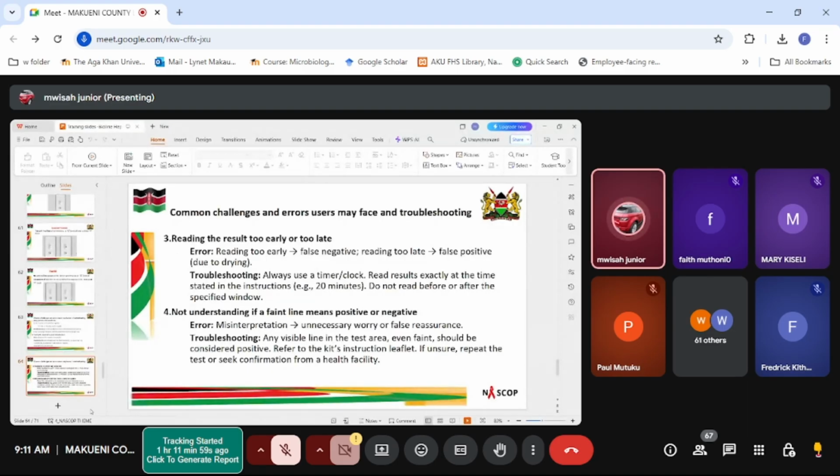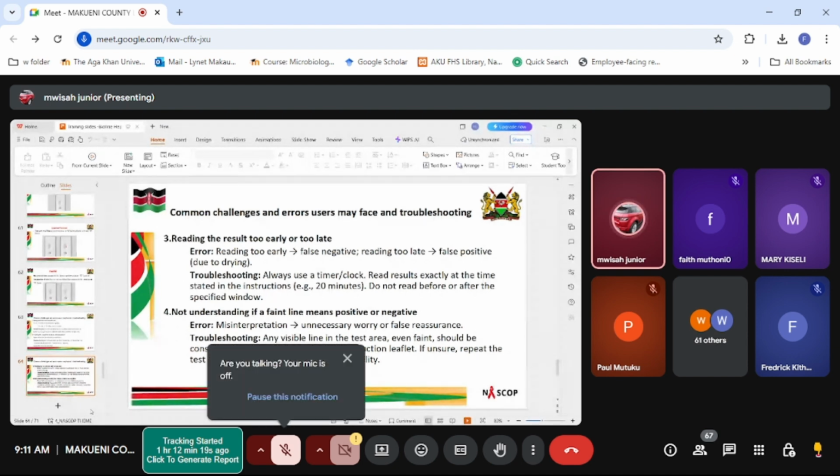Not understanding if a faint line means positive or negative: the error is misinterpretation, and there is unnecessary worry or false reassurance. Troubleshooting is any visible line in the test area, even faint, should be considered positive. Refer to the kit's instruction leaflet. If unsure, repeat the test or seek confirmation from a health facility.